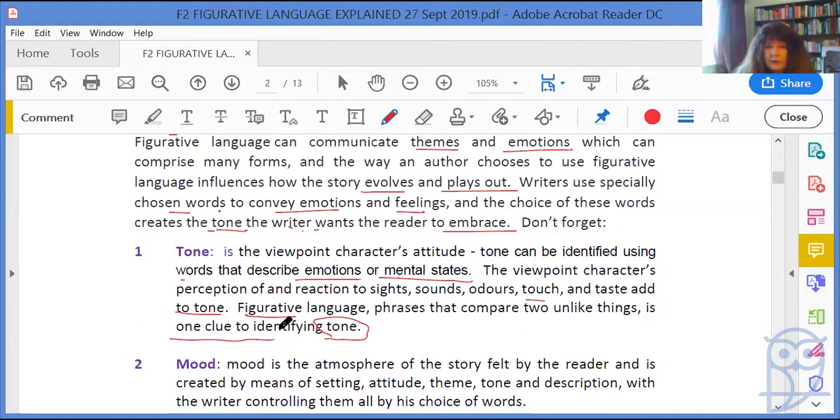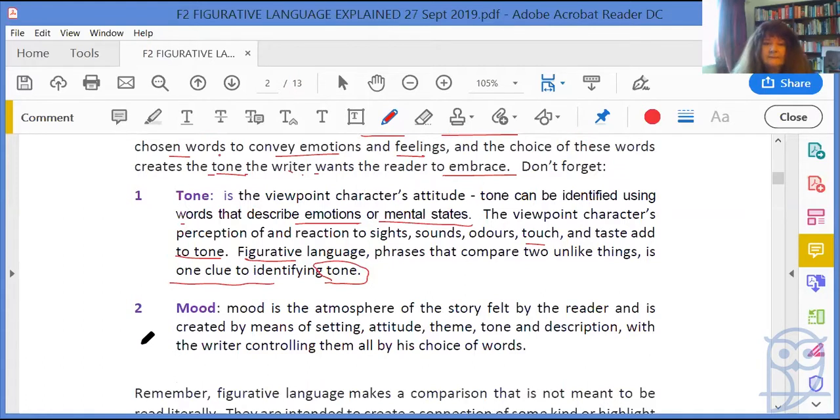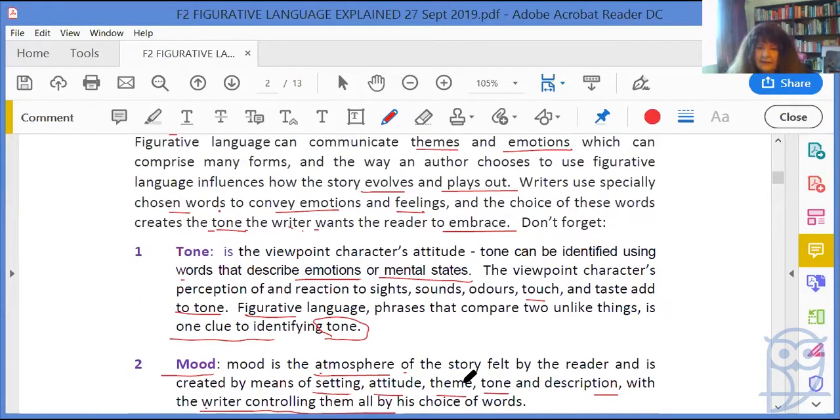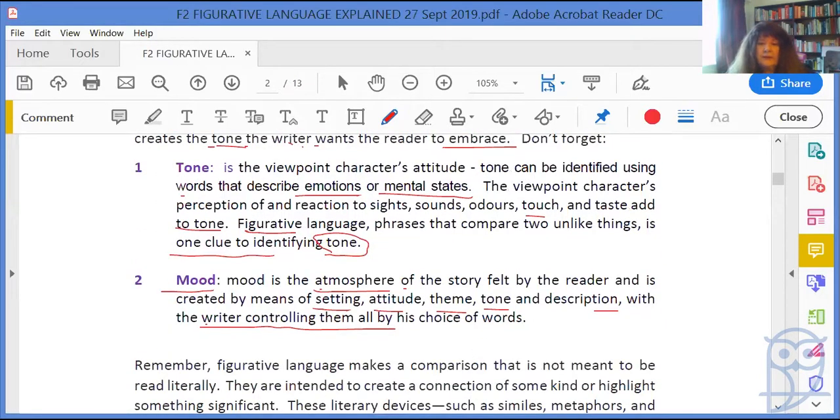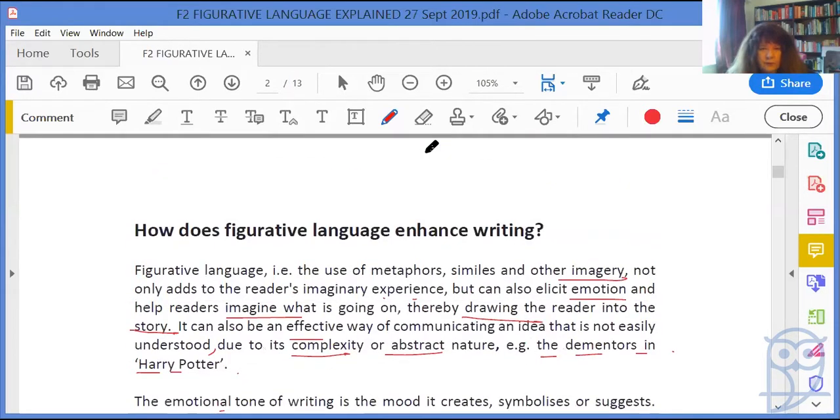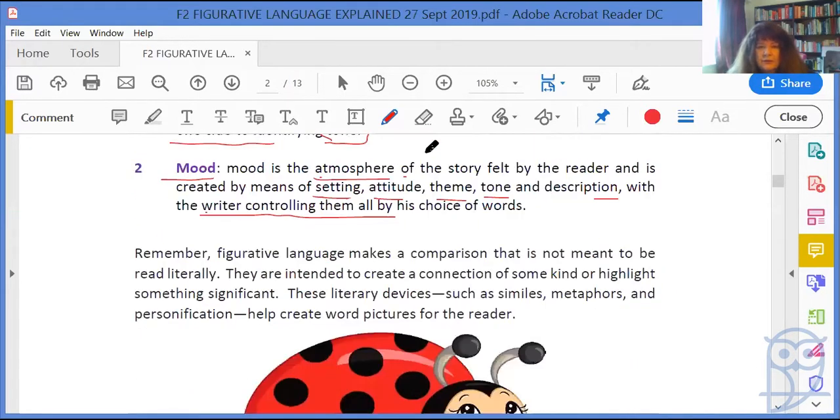So you, when you make your plan, are going to plan your words that you're going to use to set the tone in your writing. And mood, what is mood? Mood is the atmosphere of the story felt by the reader, and it's created using the setting, the attitude, the theme, the tone, the description, and the writer controls all of them by his choice of words. As we said, tone is the attitude of the character in the story, and mood is the atmosphere. Okay, that's just to remind you why we're talking about figurative language in your stories.